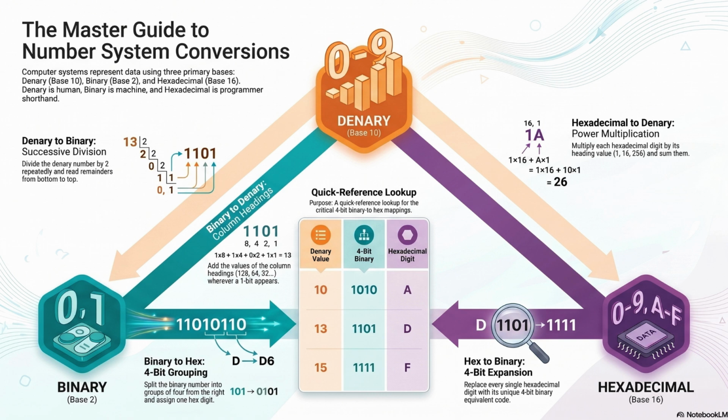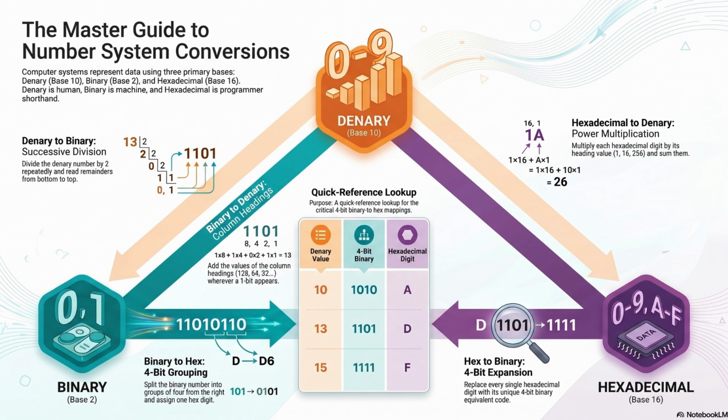Well, basically because human eyes aren't processors. Staring at thousands of lines of ones and zeros causes extreme visual fatigue. Oh, I can imagine. Yeah, and early programmers were constantly making transcription errors. So the solution they landed on was hexadecimal, or base 16. Base 16, okay. Right. Instead of our standard 10 digits, hex uses 0 through 9, and then it borrows the letters A through F to represent the values 10 through 15.